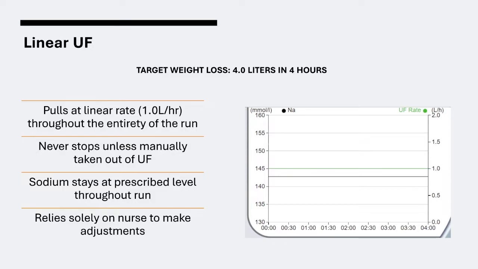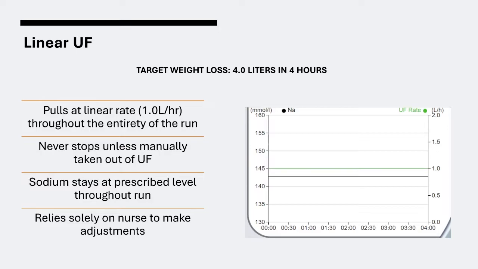The sodium will also stay at the prescribed level throughout the run, so whatever the nephrologist has decided that the sodium prescription should be for this individual patient is where the machine will keep it no matter what. And this means of pulling fluid relies solely on the nurse to make adjustments. So in our example here, you can see our UF rate is in green on the right hand side. Over the full 4 hours, it's pulling at 1 liter and it's not stopping. And then our prescribed sodium of, I'd say about 144 here, is staying at 144 for the full 4 hours. So no adjustments.